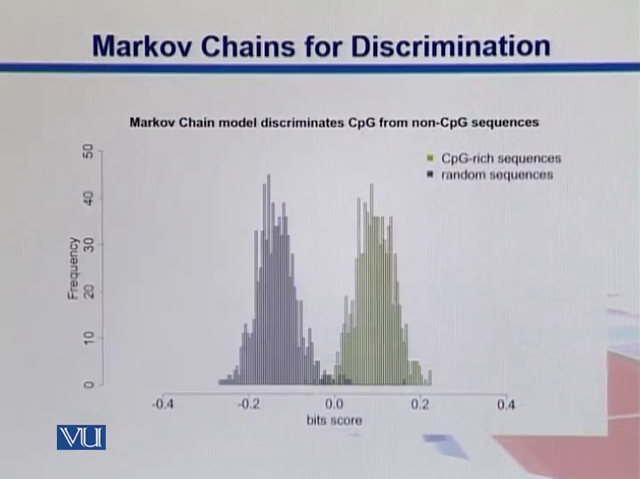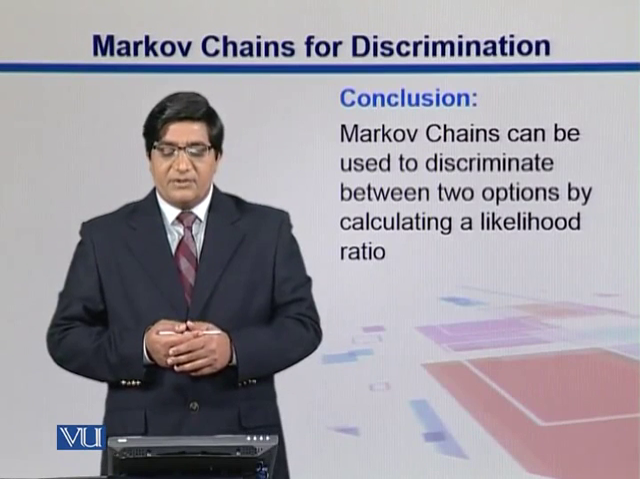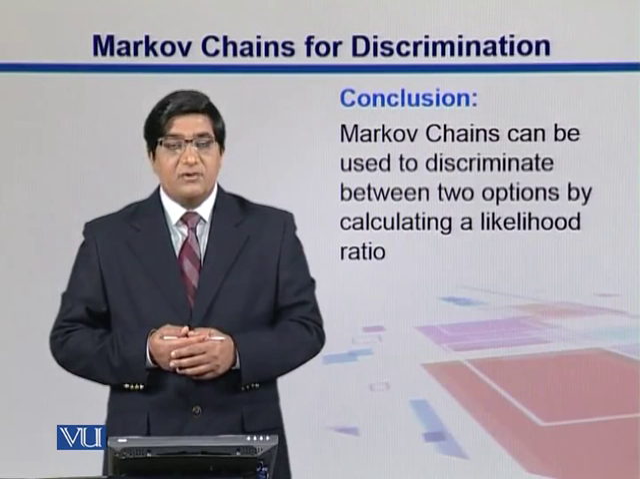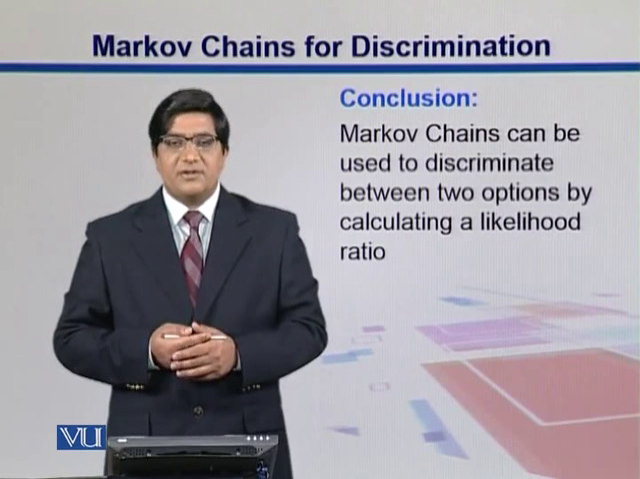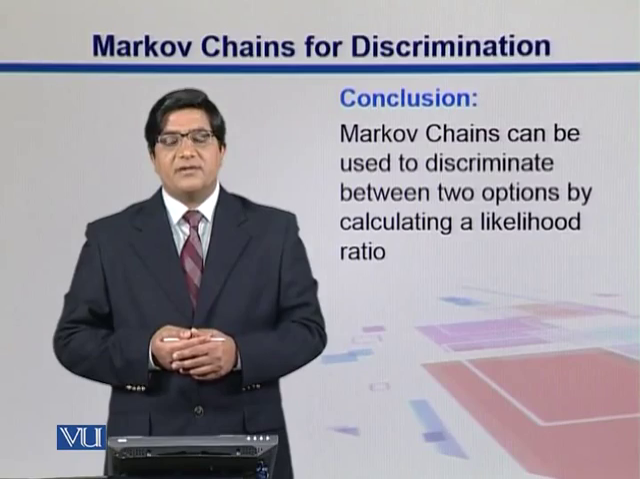In this plot, we see that we have some CPG rich sequences and we have some random sequences. When we compare them, the bit scores are higher for those CPG rich regions, and the bit scores are lower, our negative numbers, where we have those random sequences. So we hope that this technique works. Markov chains can be used to discriminate between two options, and we can calculate their likelihood ratio and compare them.